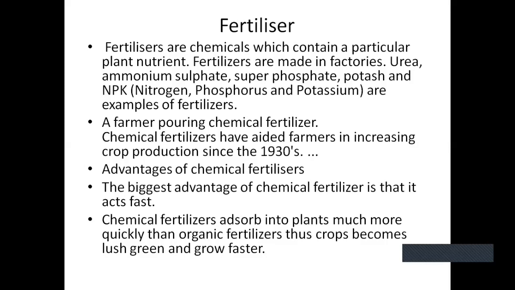Children, for your information, till 1930, Indian farmers were not using chemical fertilizers at all. The chemical fertilizers came after 1930. Actually, it was after the Second World War that these chemical fertilizers were introduced to India. Before that, the farmer was doing organic farming only.